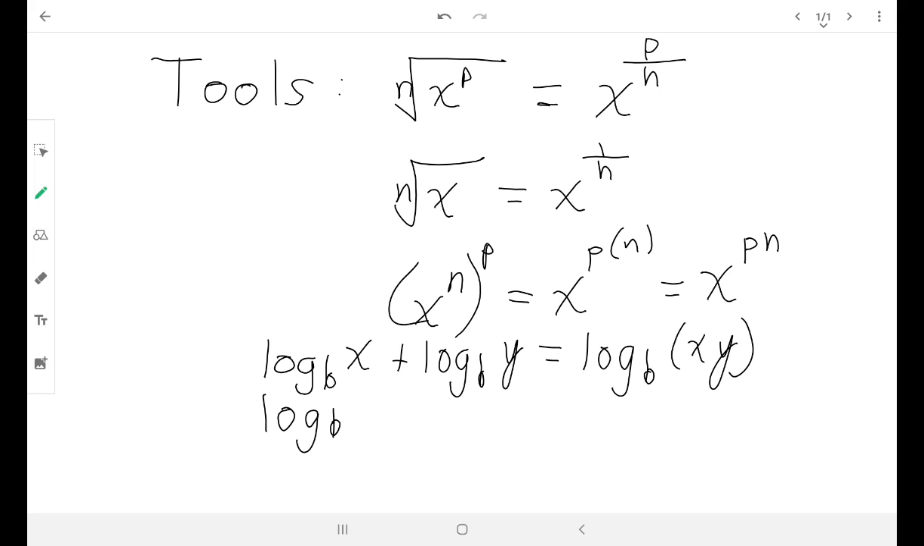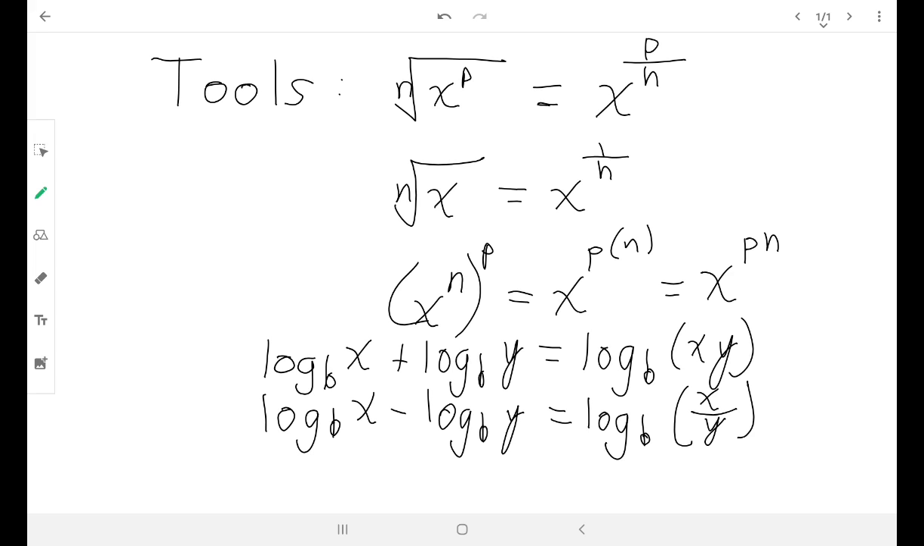We see the same relationship in subtraction. If I'm subtracting two logarithms with the same base, log base b of x minus log base b of y, then they condense into log base b of x over y. They condense into division. So those are two of the big ones. And of course, if it's already condensed, you can expand it.